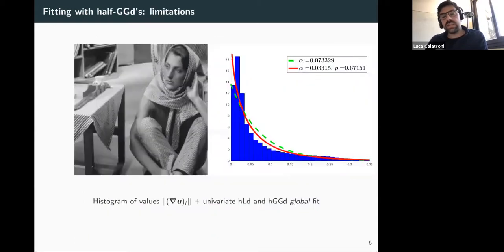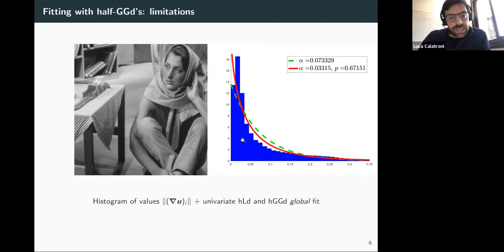But let's go back to the statistical interpretation of that. If I now do what I did before, so I just provide an automatic estimation strategy of the parameters alpha and p, which again will be detailed in the following, to fit my distribution, I see that this fit, the red one, is much better than the one that I had before.